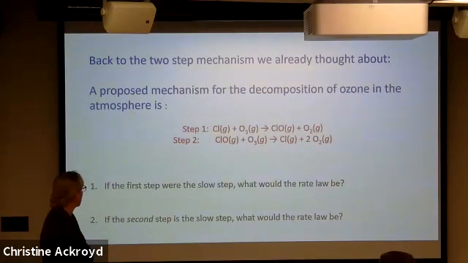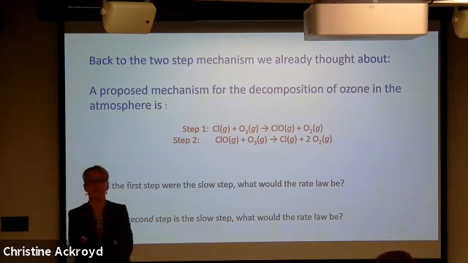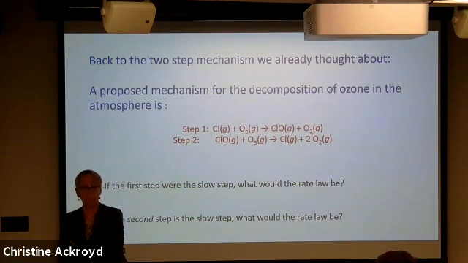So we did, if the first step were the slow step, what would the rate law be? What's the rate law of the second step? I just have a question. So the net reaction had a 2 O3. Why would that not be O3? Because that second ozone is only involved in the step after the rate determining step, so it doesn't show up in the rate law. Okay.